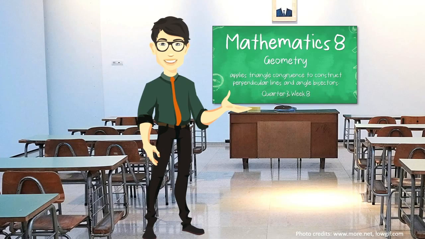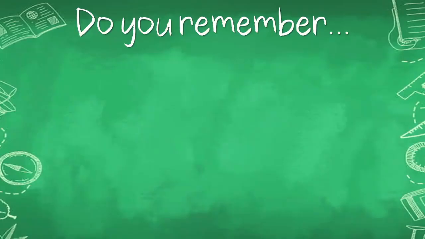I am Sir Richard. Now you've reached the last part of your Quarter 3 Mathematics 8 lessons, which involves application of triangle congruence to construct perpendicular lines and angle bisectors.